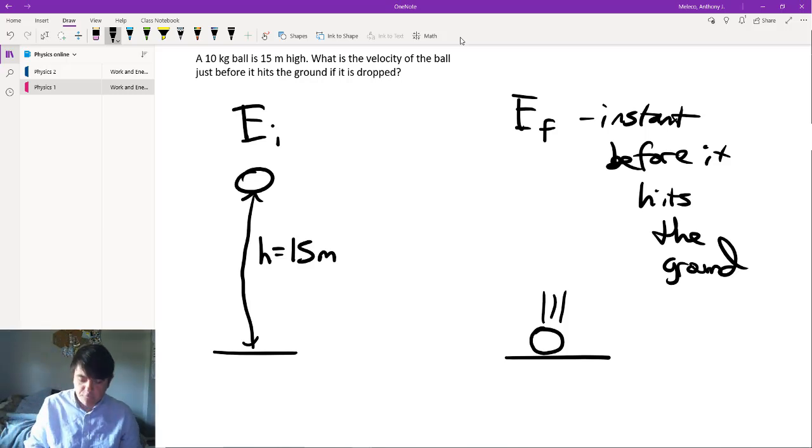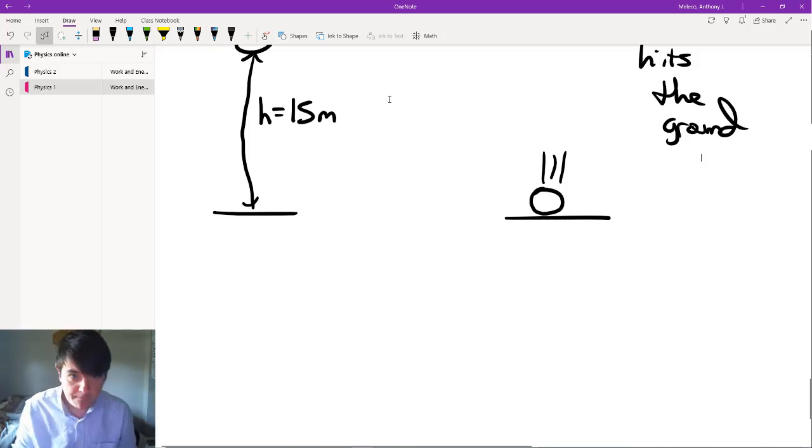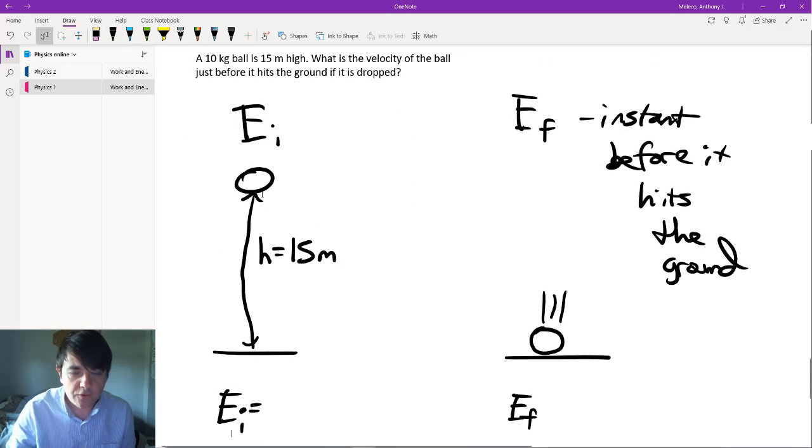So we always do the instant before, and the reason is that down here, this will have a negligible height, so we won't have to worry about potential energy up there. So we've got energy initial here, and then we've got energy final. For energy initial, you look for the types of energy that we talked about. Well, 2 types, but one splits into 2 types. Potential energy can either be gravitational potential energy or spring potential energy. There are no springs in this problem, so you don't need to worry about that. The other type of energy is kinetic energy.